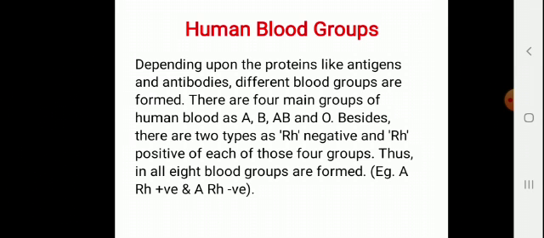Today we are going to discuss the topics like blood groups, human blood groups, then importance of blood donation, blood pressure, etc. Let us discuss first topic human blood groups. Depending upon the proteins like antigens and antibodies, different blood groups are formed. Let me tell you what is antigen and what is antibody.